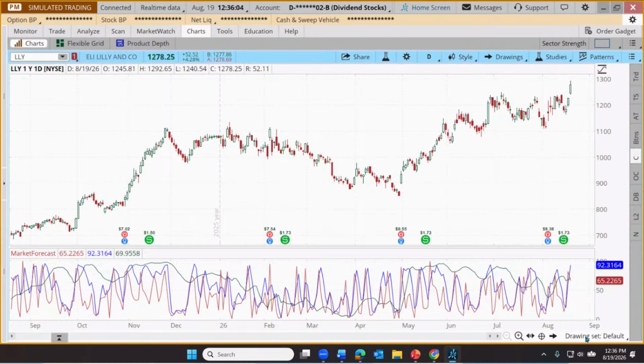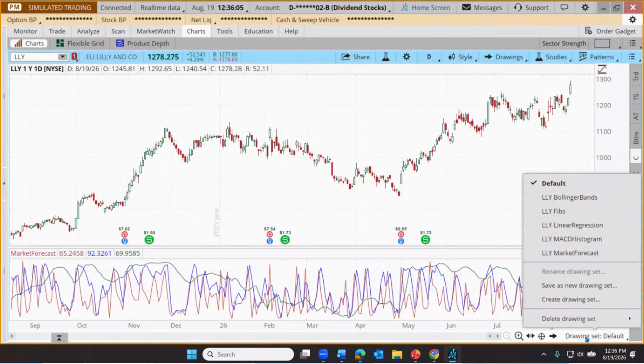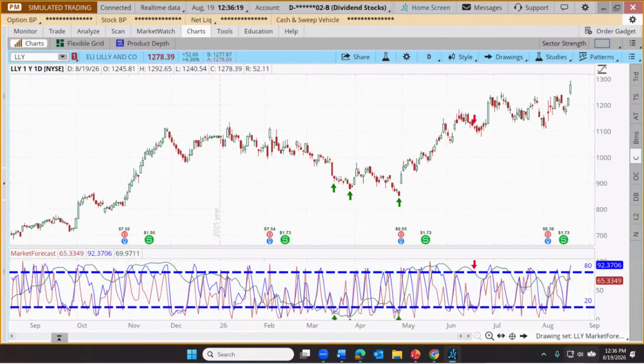So let me throw on my drawing set for this tool just to help you out. And again, what you're going to see here is those arrows that I've drawn before on our other charts, but also you're going to see two horizontal lines just to help us zero in on 20 and on 80. So here we go. Let's add market forecast line.